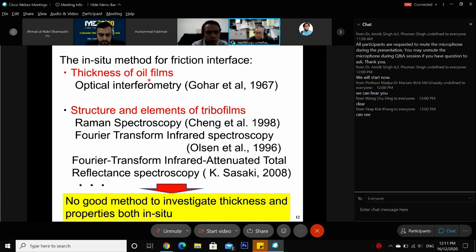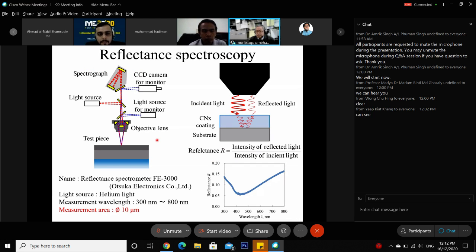But there is no good method to investigate the thickness and property both in situ. For controlling friction and wear, the thickness and the properties of the tribo films are so important. So we should measure the thickness and the properties of the tribo film in situ. Also, we should measure the friction coefficient. So we introduced the reflectance spectroscopy.